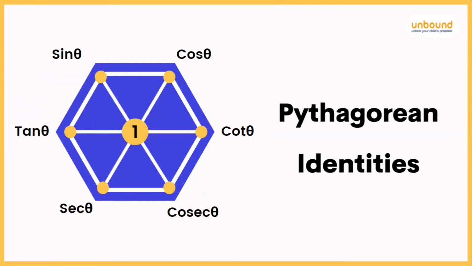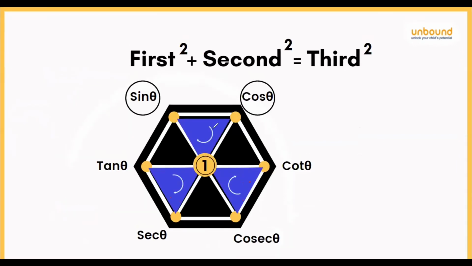Let's move to the next identity, which is Pythagorean identities. Here in this identity, you will be able to see three blue triangles right over here. For each triangle, let's suppose we are taking this triangle, we are going to start a clockwise circle from the top left corner. From the top left corner, which will be like this, and it will go like this. If we are going in the clockwise circle direction from the top left corner, we are going to receive an identity in the form of the square of the first function added to the square of the second is equal to the square of the third one.